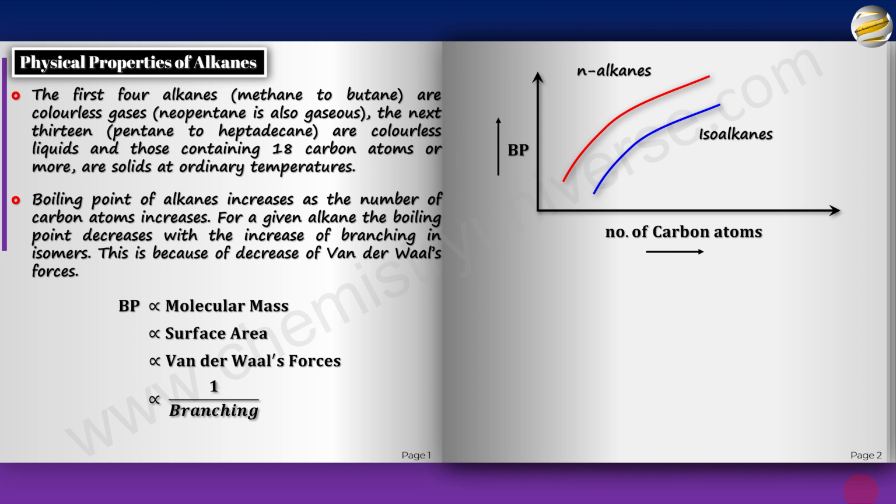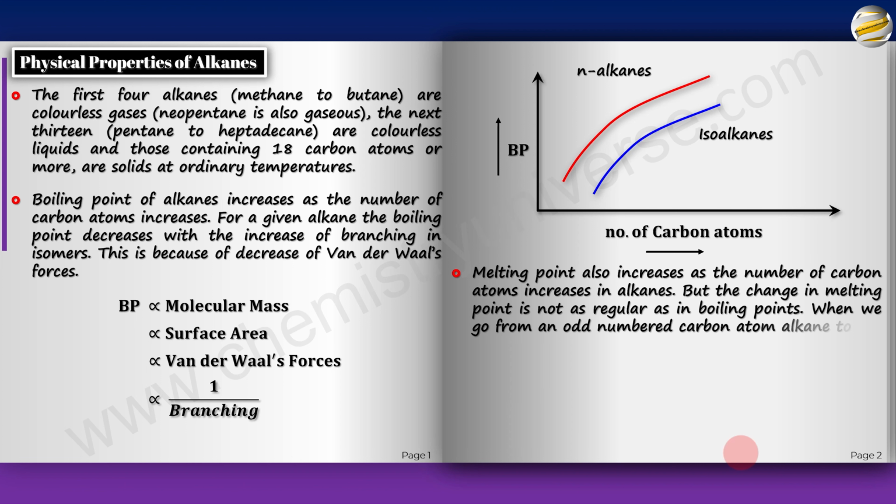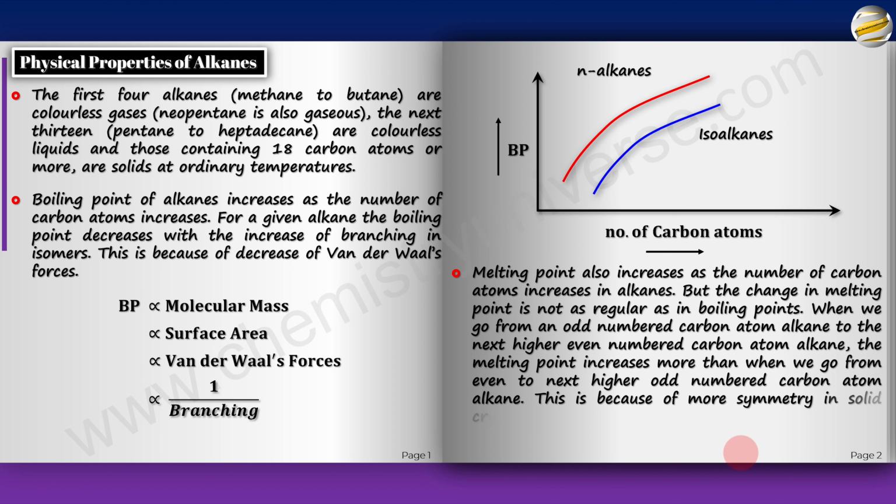So melting point also increases as the number of carbon atoms increases in alkanes, but the change in melting point is not as regular as in boiling points. When we go from an odd numbered carbon atom alkane to the next higher even numbered carbon atom, the melting point increases more than when we go from even to odd. This is because of more symmetry in solid crystals in even numbered carbon atom alkanes.